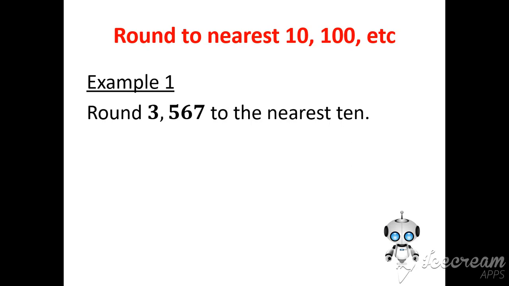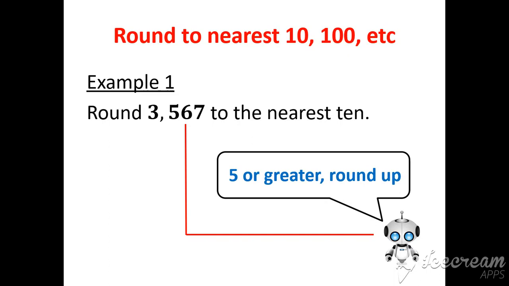Okay, let's get into example 1. We're going to round 3,567 to the nearest 10. So we're going to identify the tens column, which is the 6. And we're going to round to the nearest 10. So what we're going to do is have a peek at the next digit to the right. If the next digit is 5 or greater, then the 6 is going to get rounded up 1.